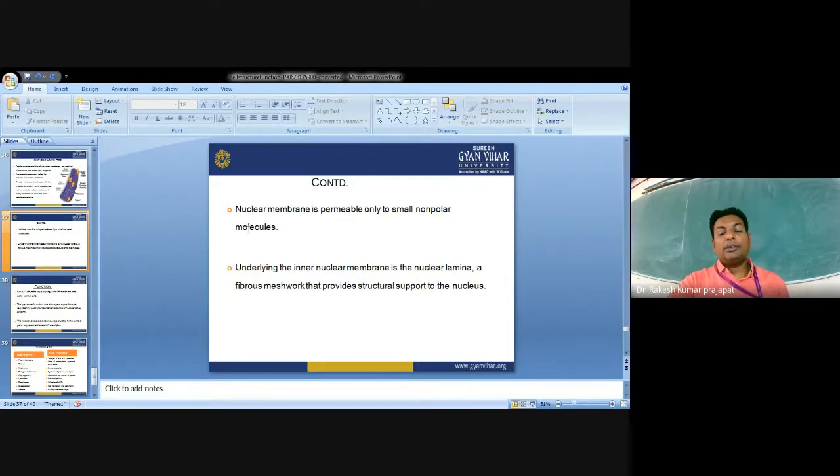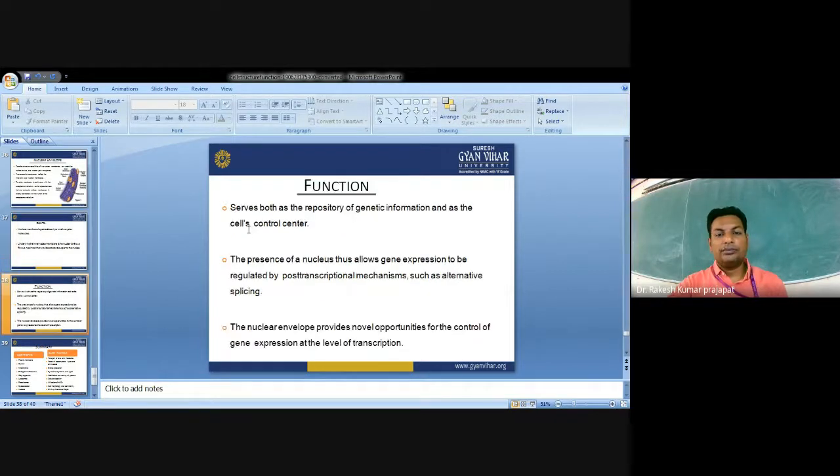Now this nuclear envelope is permeable only for small molecules. Underlying the inner nuclear membrane is the nuclear lamina, a fibrous meshwork that provides structural support to the nucleus.